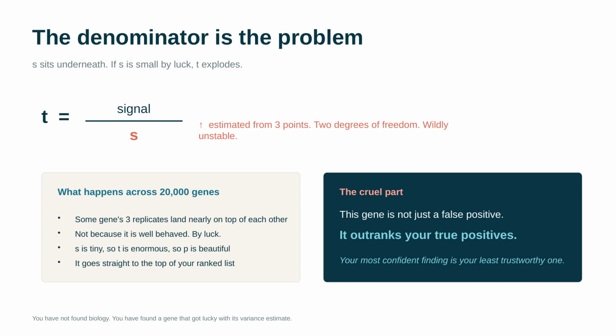And here is the cruel part. This gene is not just a false positive. It outranks the true positives. Your most confident finding is your least trustworthy one.